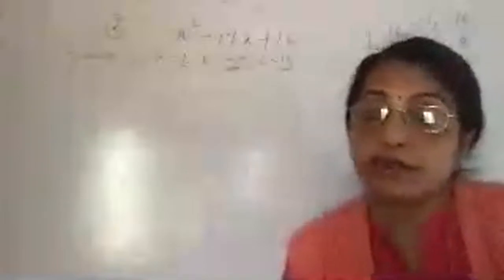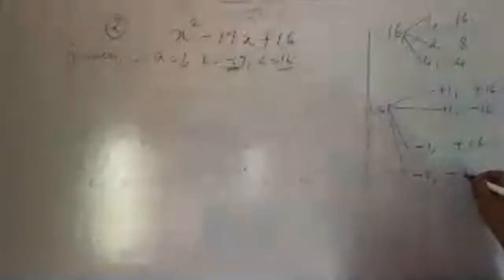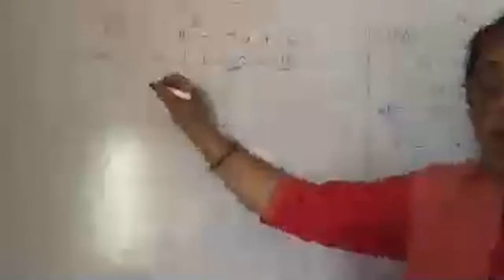But we have to check if 1 and 16 we are taking, then there are four options. We have plus 1 plus 16. We have minus 1 minus 16. In which of the options will you get minus 17? Yes, very good. Here we are getting minus 1 minus 16. We put these two factors here.